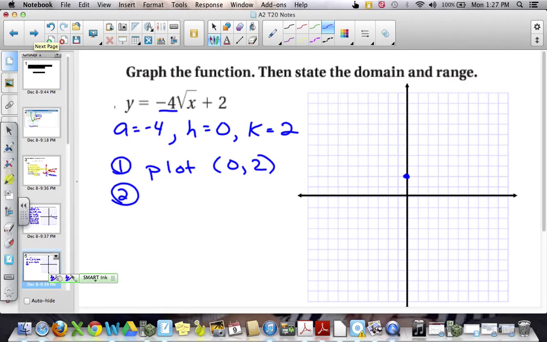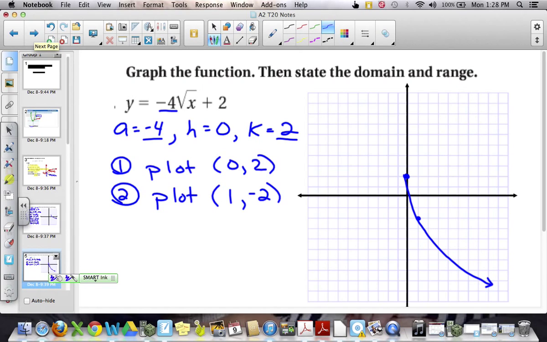The second step then is to plot h plus 1. So we go over to 1. And then k plus a. If we add k and a together, we get -2. So if we go over 1, down 2, there's your second point. And what we can see from this now is that it's opening down. So we come from our starting point and swing down through this.